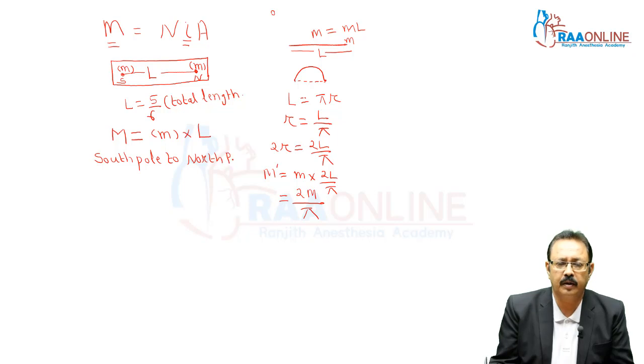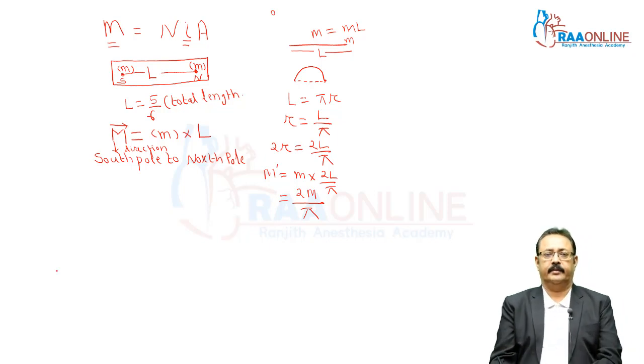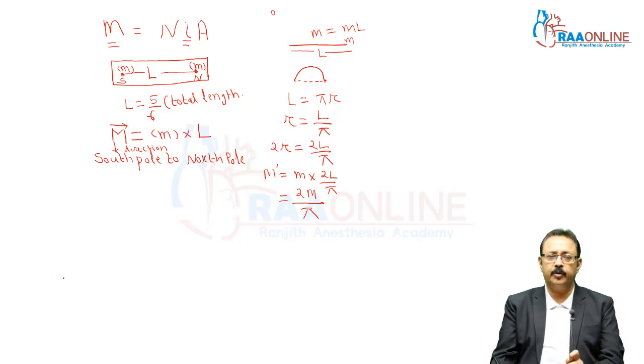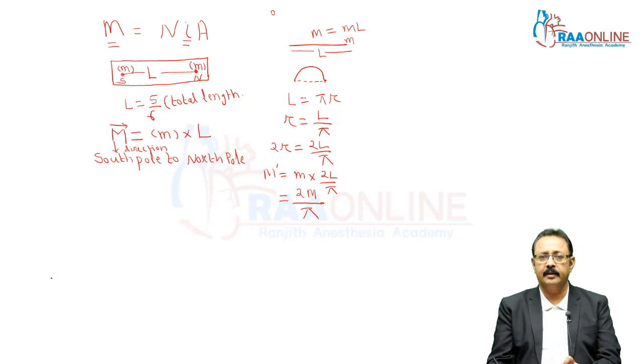North pole. It is the direction of M. So it is a vector quantity. If you want to add two magnetic moments, you have to take care of the directions of both magnetic moments, and you have to use vector addition formulas.